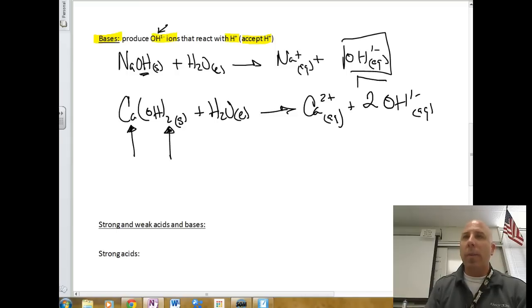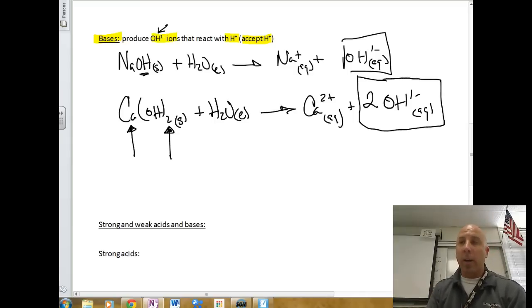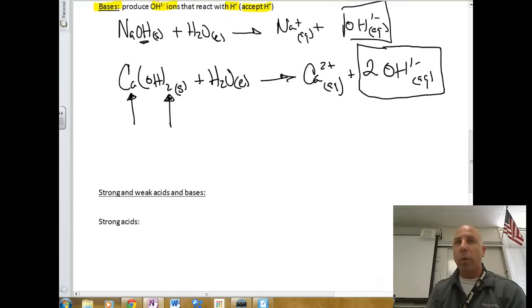And so that's just something to keep in mind when we ionize alkaline earth metal hydroxides. They're going to have a 2-to-1 ratio off of the metal ion that they're using, whereas an alkali metal like sodium is only going to have a 1-to-1 ratio.